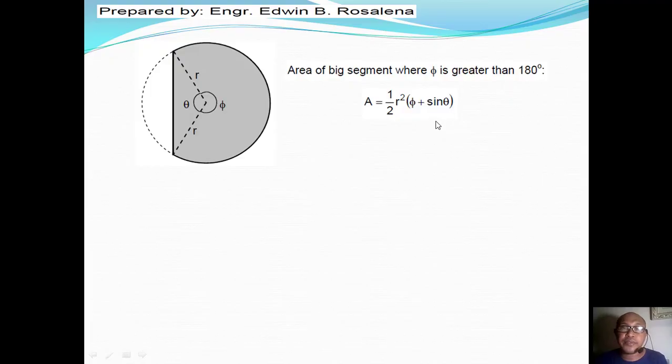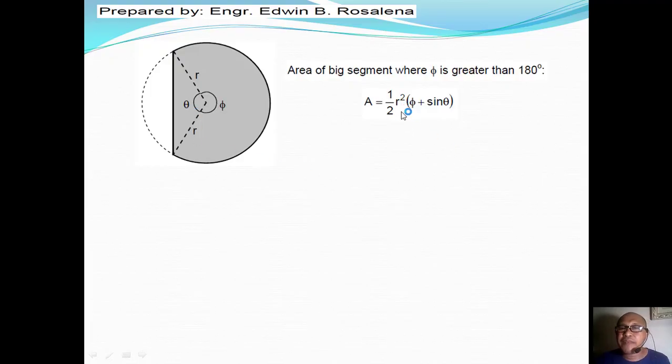So in our figure, the angle theta is here, and then I will represent this by angle phi. So observe that the area now of the bigger segment, where angle phi is greater than 180, is now equal to this. And how do we come up with this formula? So that is, we compute for the area of the big sector, where the central angle is phi. And then we add the area of this triangle where the central angle is theta.